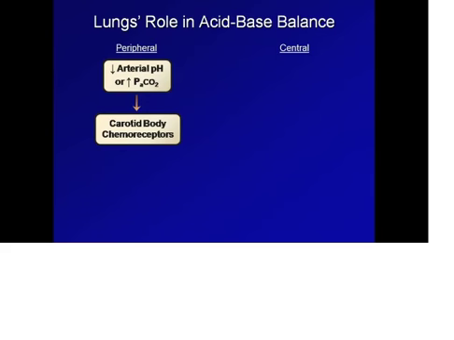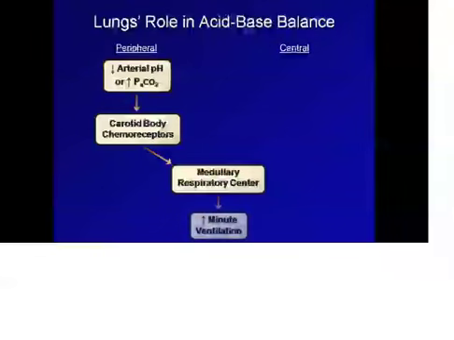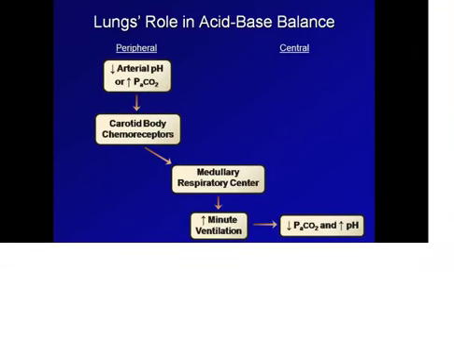These chemoreceptors then send neural input to the medullary respiratory center, which responds by increasing minute ventilation. Minute ventilation can be increased by a faster respiratory rate, a larger tidal volume, or both. The net result is a lower PCO2 and thus a higher pH.